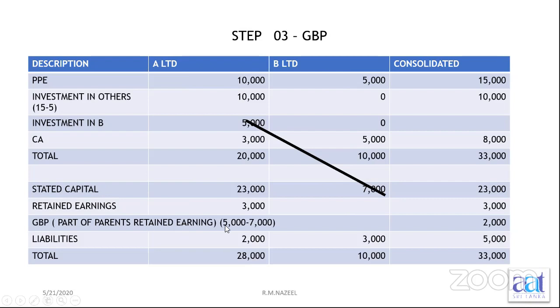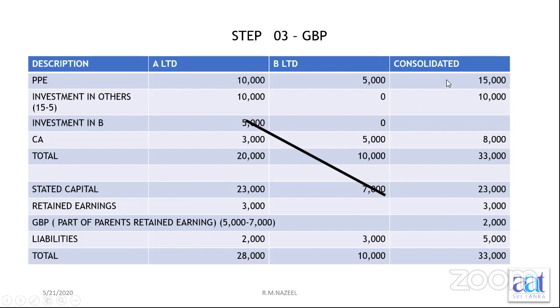See, 5,000 minus 7,000, you bought the business at 2,000 less. So that means the total profit of the parent is the addition of 3,000 plus 2,000. 3,000 is the profit I made plus 2,000 is the GBP. It should be 5,000, but I have given it separately for you to understand. This is the profit. This is the GBP.